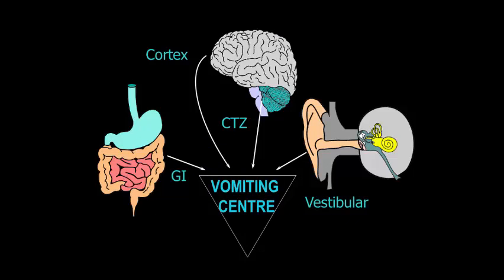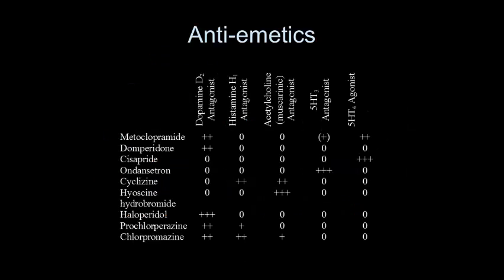Once you've determined which of these 4 centres are activating the vomiting centre, then you need to work out what's the most powerful neurotransmitter. And this is where we look at things like metoclopramide, which is actually a mild dopamine antagonist, but haloperidol is a strong dopamine antagonist. In terms of antihistamines, cyclizine is a really strong one.